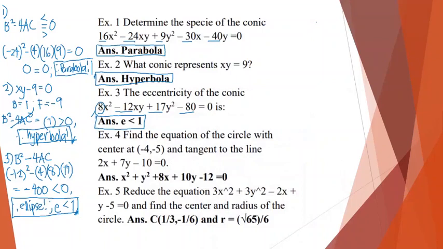Okay, so we are now in our part 3. So we'll be solving example 5. Example 5: reduce the equation 3x squared plus 3y squared minus 2x plus y minus 5 is equal to 0. Then we are tasked to find the center and the radius of the circle.